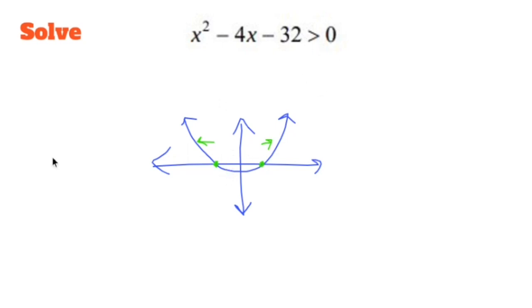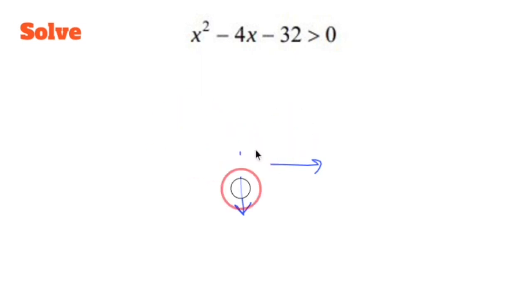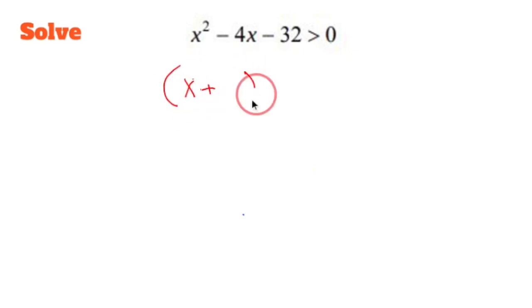So step number 1, let me get rid of these. Step number 1 is I'm going to factor this out. That should be pretty simple. Two numbers that add up to negative 4 multiply out to negative 32. One's going to be positive, one's going to be negative. Looks like 8 and 4 will do it. The 8's got to be negative, because negative 8 plus 4 adds up to negative 4, not the other way around.